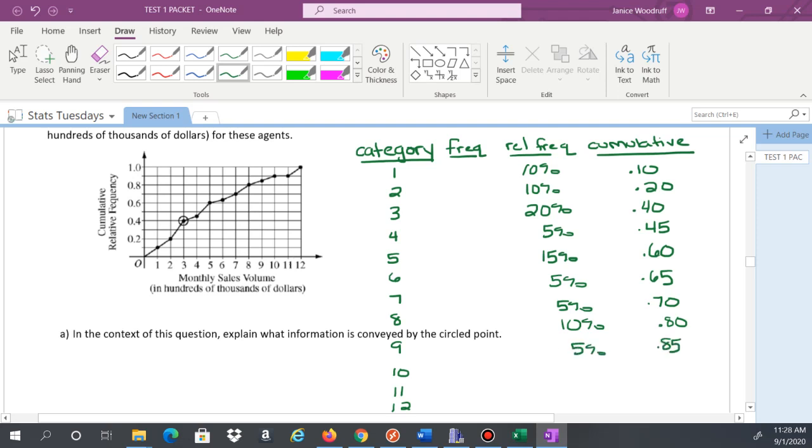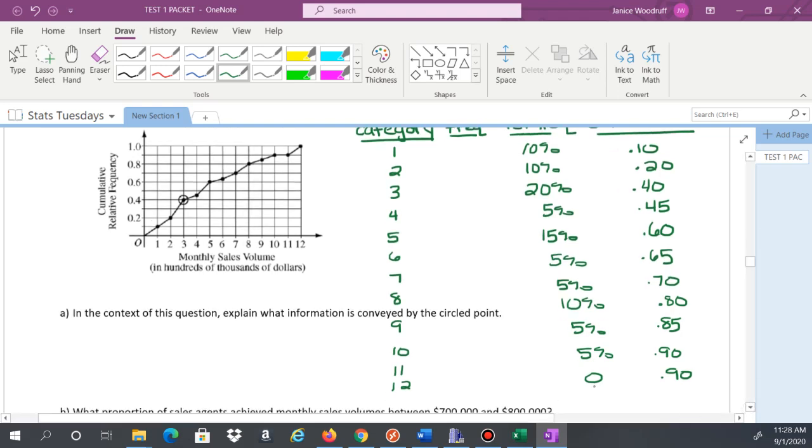10, we're at 0.9. So another 5%. 11, you don't go anywhere. That's also at 0.9. I didn't add anything, so that's 0%. Nothing happened there. And then 12, you jump to 1.0. So that was a jump of 10%. If I add all of these percentages up, you should get 100%.